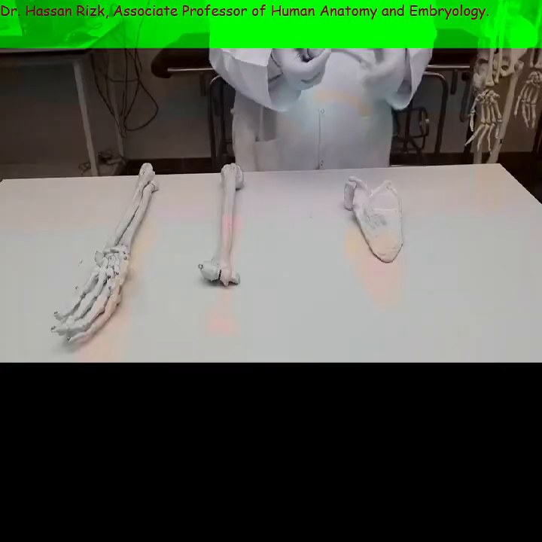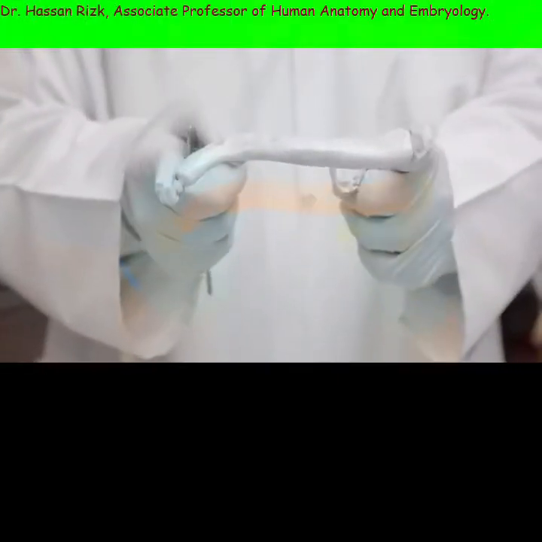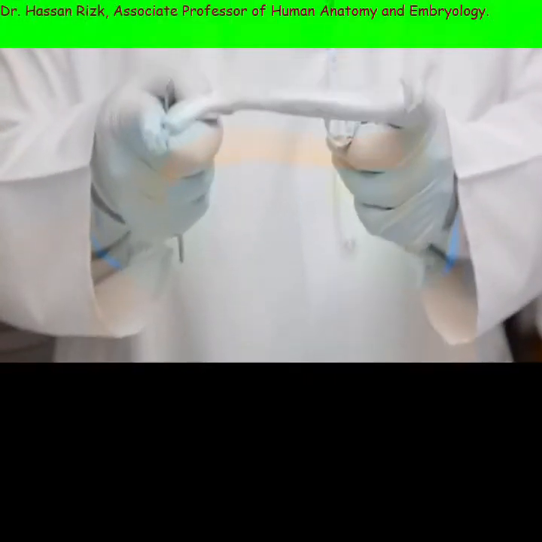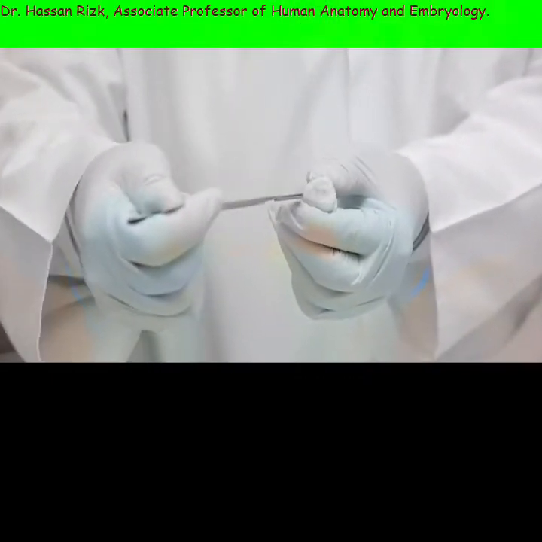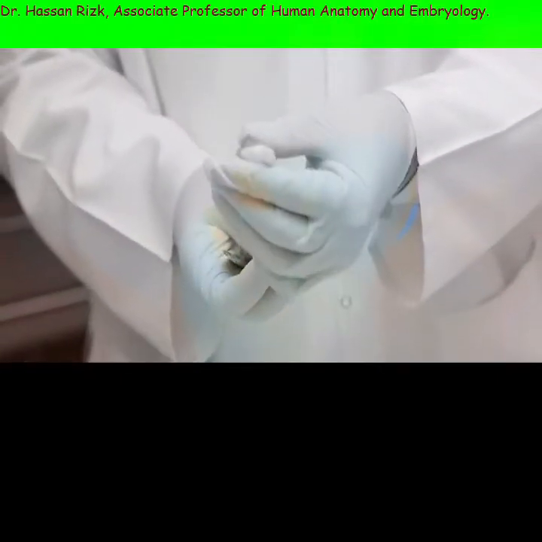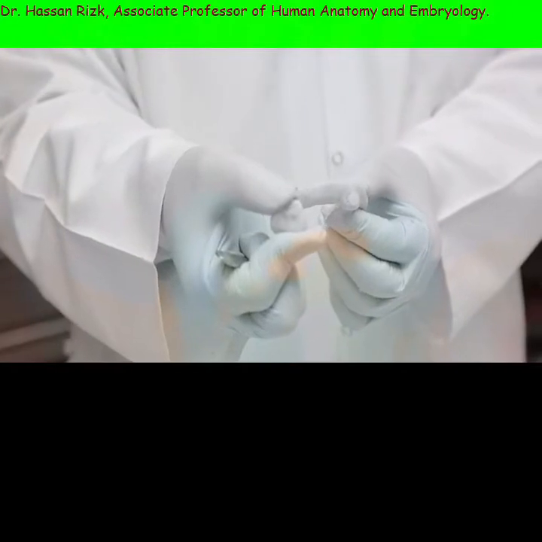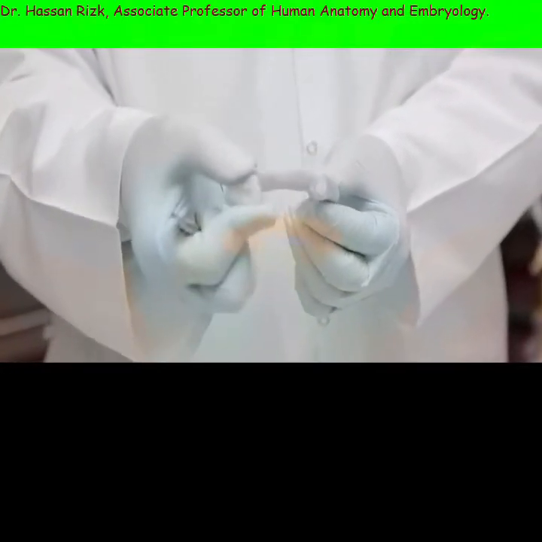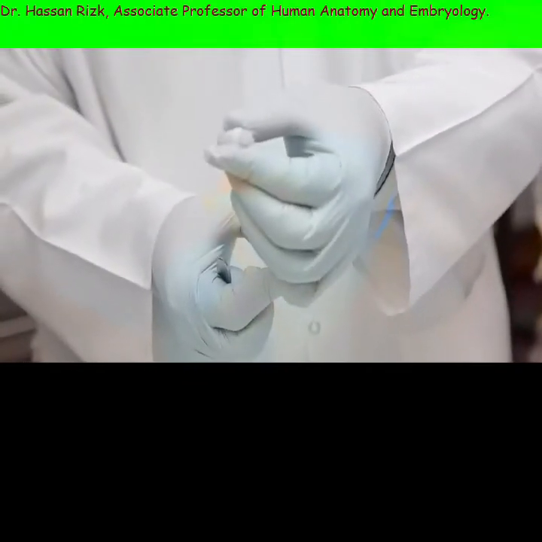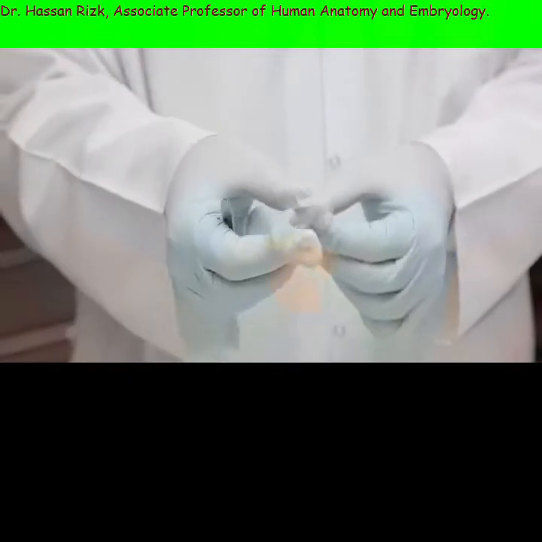So again, the clavicle has two ends, medial end and lateral end, because it anatomically lies horizontally. The medial end is circular or rectangular, while the lateral end is flattened. The medial end is known as the sternal end and forms the sternoclavicular joint, while the lateral end is known as the acromial end and forms the acromioclavicular joint.